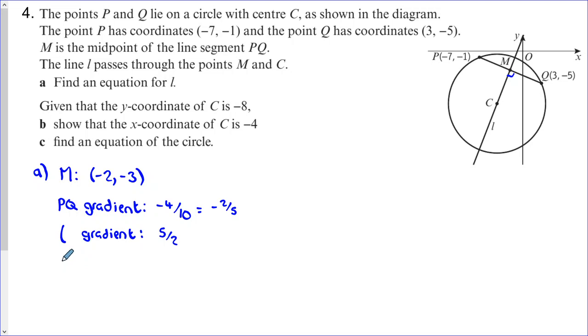So the equation of L would be y minus minus 3 equals m(x minus minus 2). Don't need it in any particular form, so to save space, I might just leave it as that. Otherwise, I would probably multiply by 2 and get it into the form ax plus by plus c equals 0.